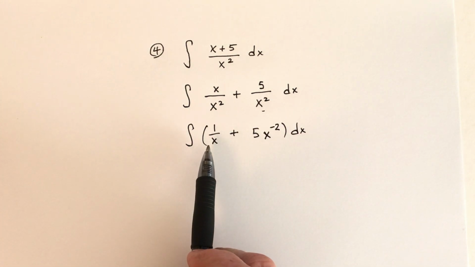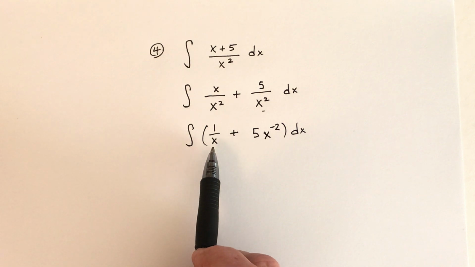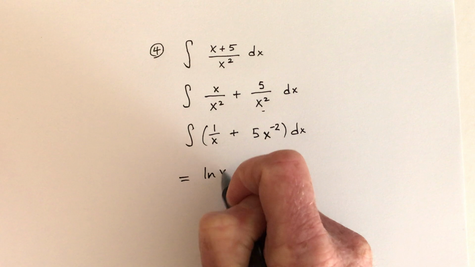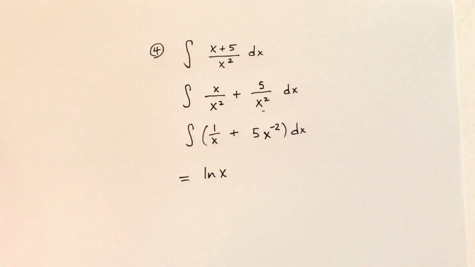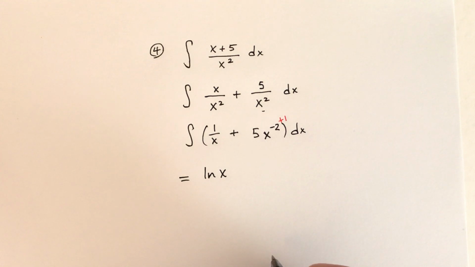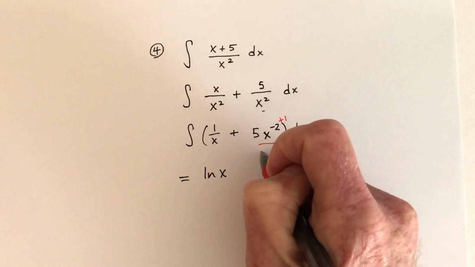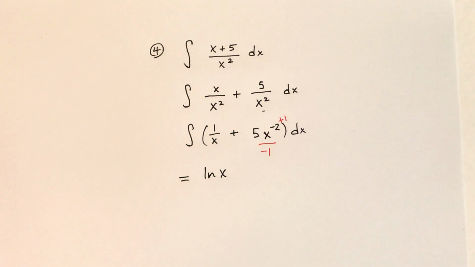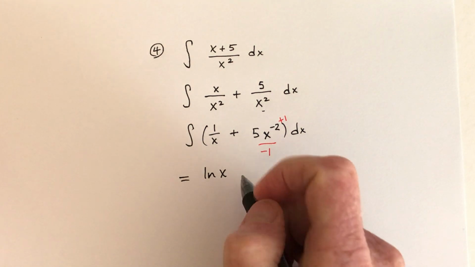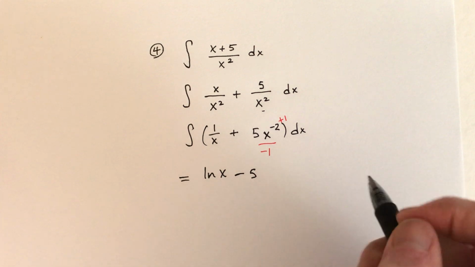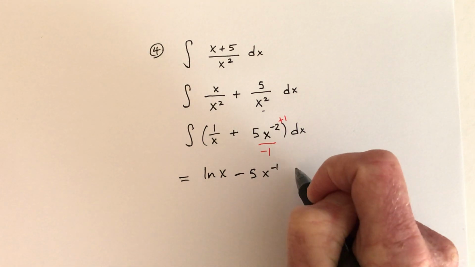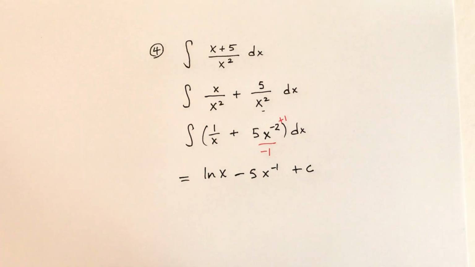And this one, I just leave it like that because I know that that one comes from the natural log of x. And for the other one, I could just add 1 to the exponent, which is a negative 1, and then divide by negative 1. So that's going to leave a negative 5. And then this will be x to the negative 1, and then put a plus c.